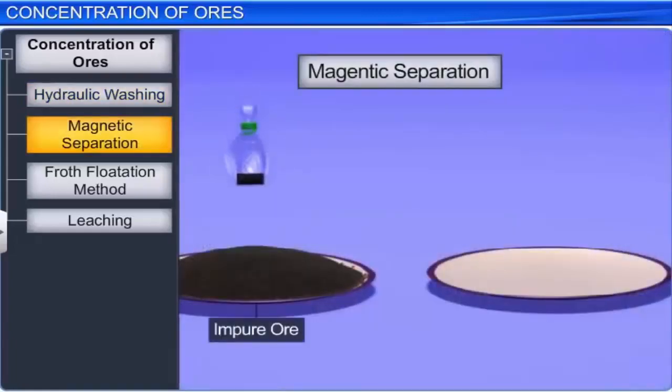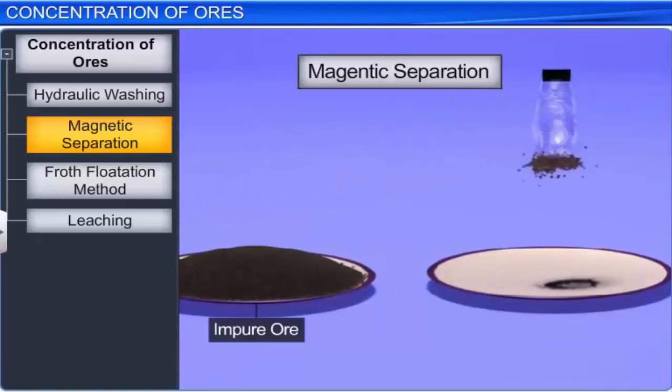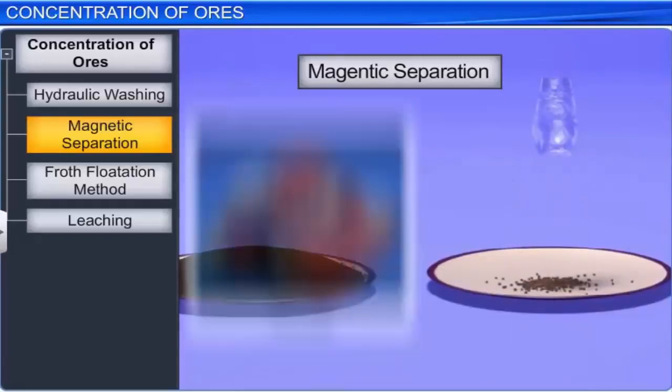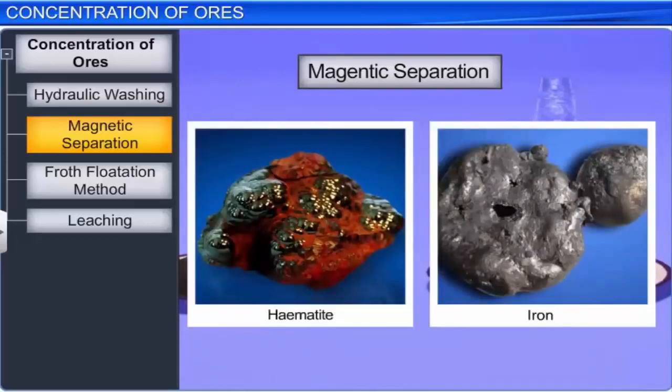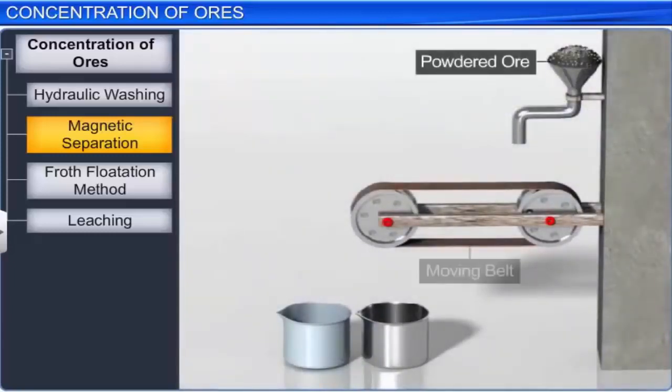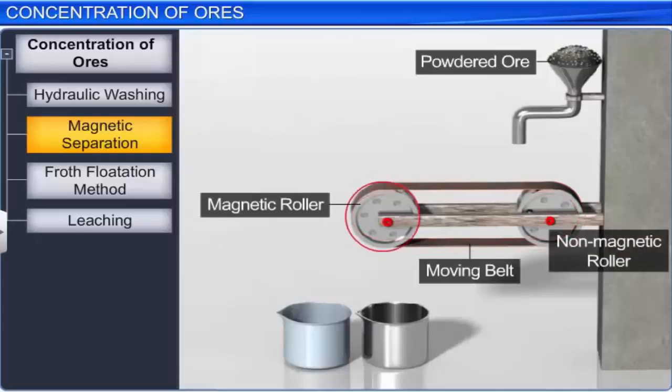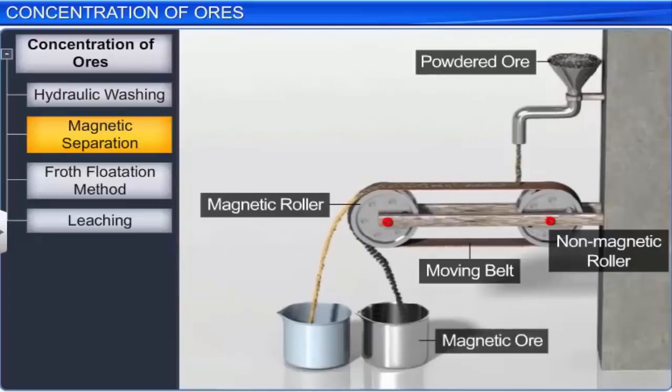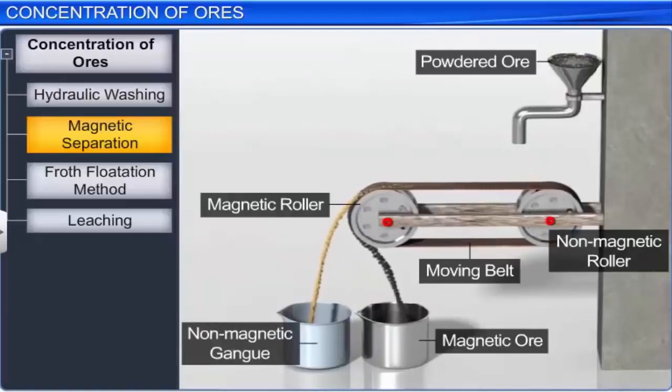Magnetic separation is used when either the ore or the impurities in it are magnetic in nature. For example, separating iron from its ore, hematite. In this method, powdered ore is placed on a conveyor belt that moves over magnetic rollers. As the ore passes over the conveyor belt, the magnetic particles are attracted by the magnetic roller. The magnetic particles fall in a container below the roller, while the non-magnetic particles fall in another container that is away from the roller.